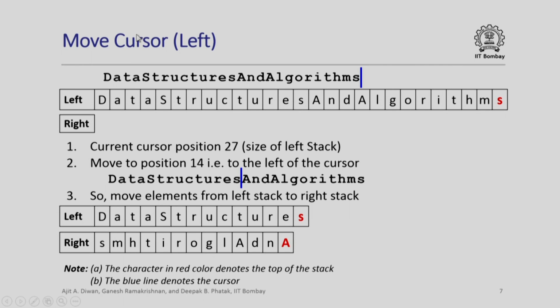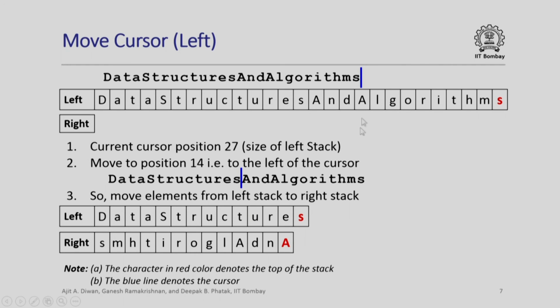Suppose I want to move the cursor to the left. Imagine the cursor is here at the end of the last operation that I just explained, and I want to move it to the left. These are the two stacks shown, left stack and right stack. Currently, there is nothing on the right stack. Now, the current cursor position is 27, which is the size of the left stack. Suppose I want to move it to position 14, to the left of the cursor. That means I want to move my cursor to this position after "data structures". What should I do? Move the elements from the left stack to the right stack.